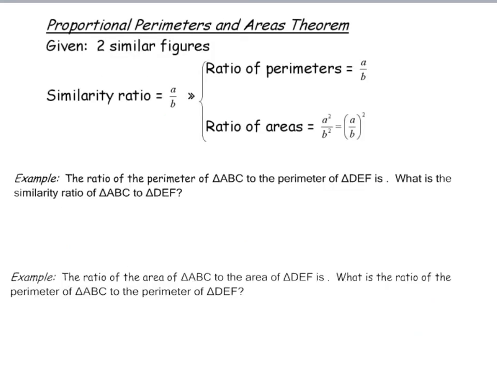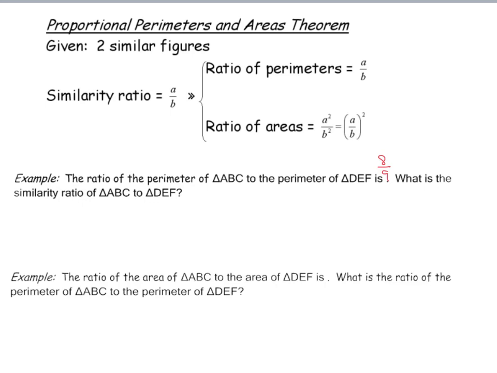So given two similar figures, if your similarity ratio is A to B, that makes your perimeter ratio A to B. Remember, for the area, we square it. So it's A squared over B squared, or A over B squared. Now this makes this whole lot easier. It says the ratio of the perimeter of ABC to DEF is, and I know it's not there, I'm going to tell you, 8 to 9.